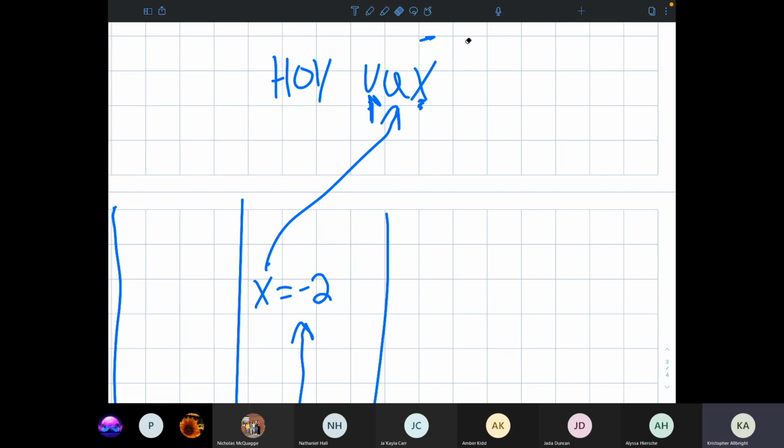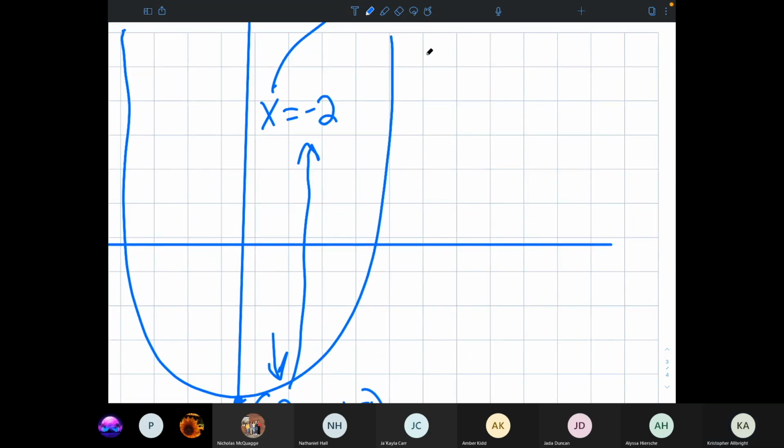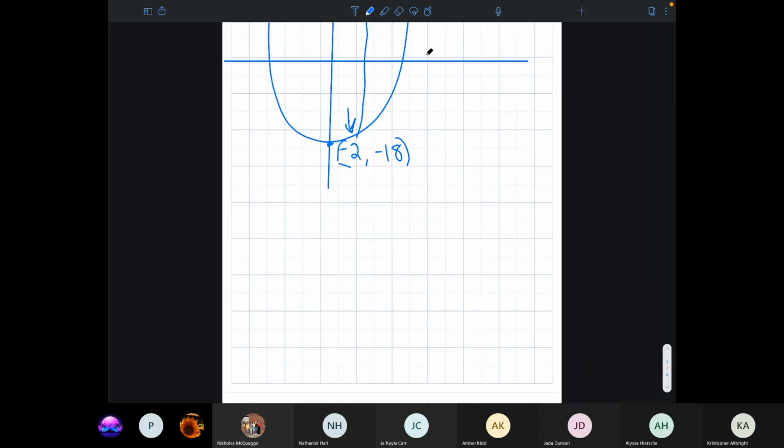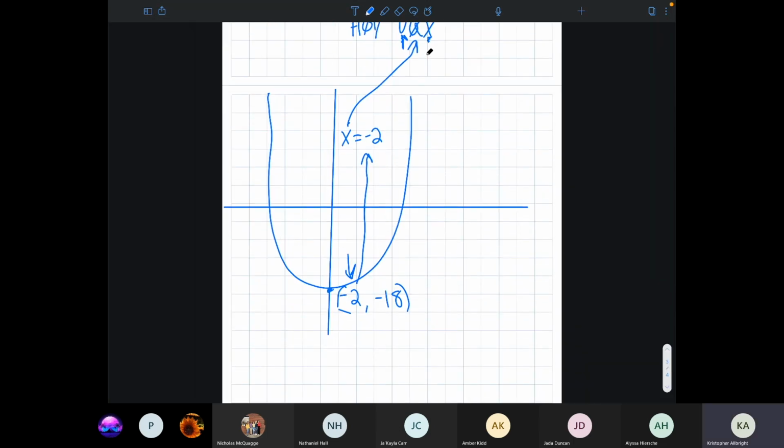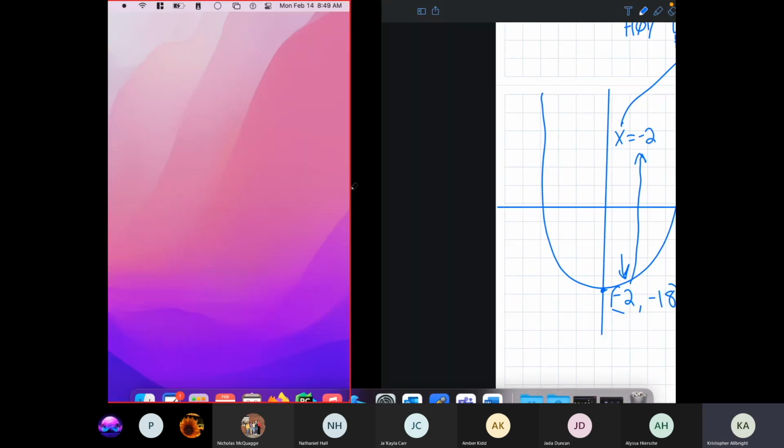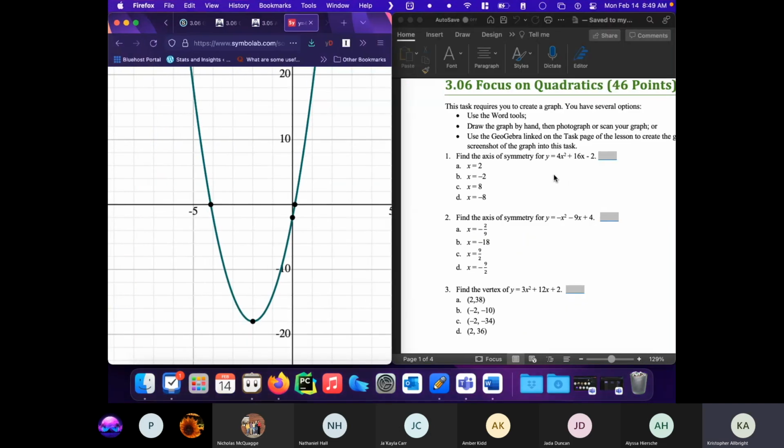This is how you remember it. If it's horizontal, you really don't need to worry about the second part of this yet, just these. If it's horizontal, it goes with y. If it's vertical, it goes with x. So that is the axis of symmetry for that. Let's roll back over here and see. It looks like it's giving you choices here, so B would be your choice.